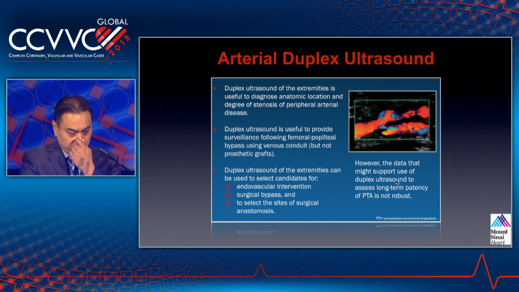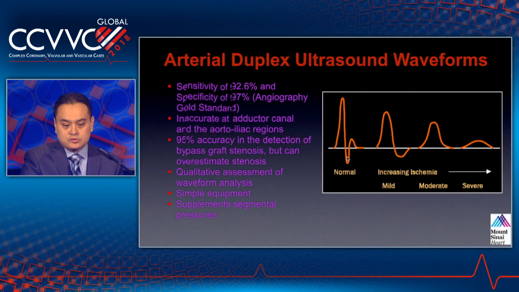So we have arterial duplex, very helpful in looking at some anatomical location and where the stenosis actually really is. You also have the waveforms of the duplex, very sensitive and very specific for stenosis in the lower extremities.